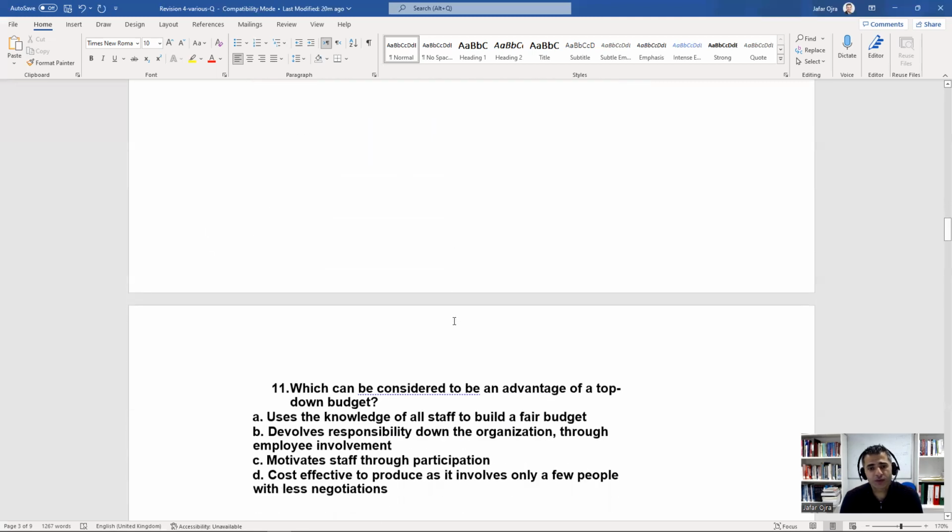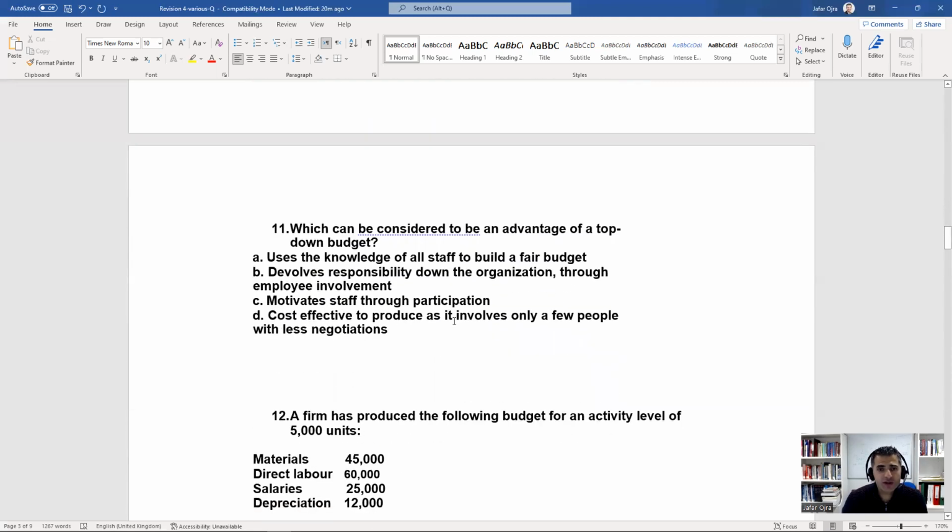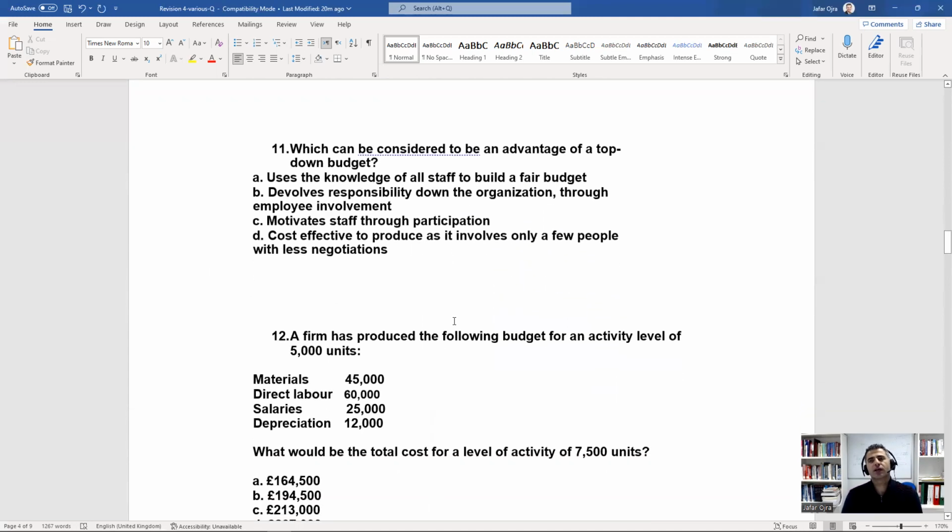Now let's come to number 11. Which can be considered to be an advantage of top-down budget? We have two styles, top-down and bottom-up, and you need to distinguish the difference between them. Bottom-up is when the employees are involved in setting up a budget. Of course, that gives them motivation to be involved and responsible, they are committed and will be a part of the budget, and that's amazing.